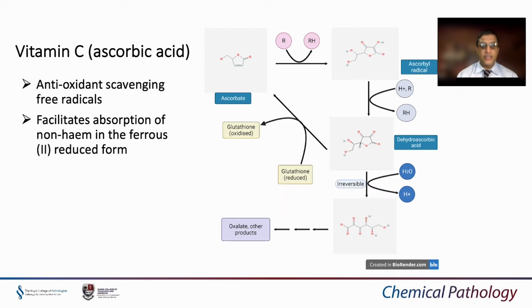It scavenges free radicals and facilitates the absorption of non-heme iron in the ferrous 2+ reduced form. The vitamin C antioxidant scavenging is indicated in the image. You can appreciate that ascorbic acid is regenerated to cycle through repeated protective cycles of mopping up oxidative species.